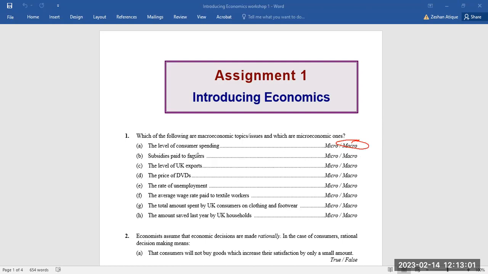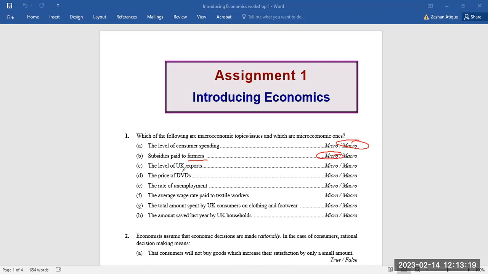Similarly, the subsidies paid to farmers. The farmers are all from the country, but of course, this is not something that is related to everything. The subsidy is being paid only to one sector, and that is the agriculture sector. It cannot be a macro issue, so it is a micro issue.